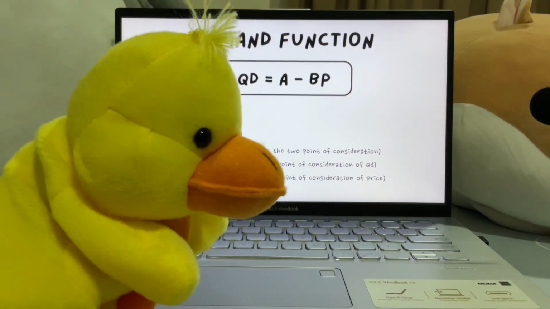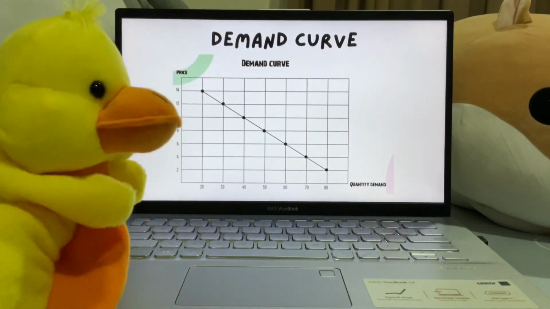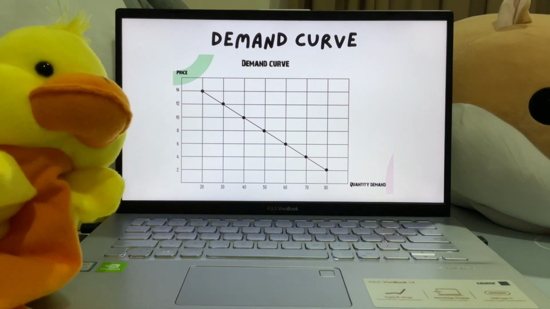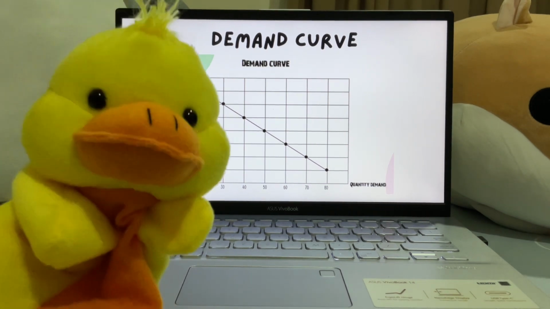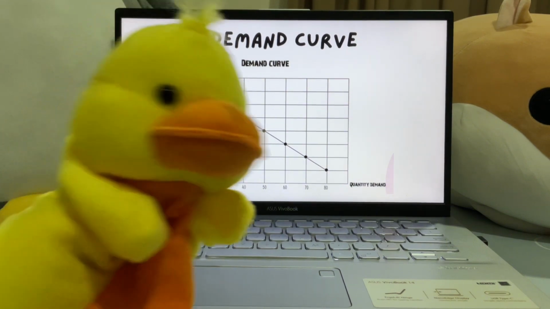Alright, now let's go on to curves. This is what a normal demand curve would look like. However, in addition to the law of demand, the demand curve also demonstrates shifts or changes in demand.